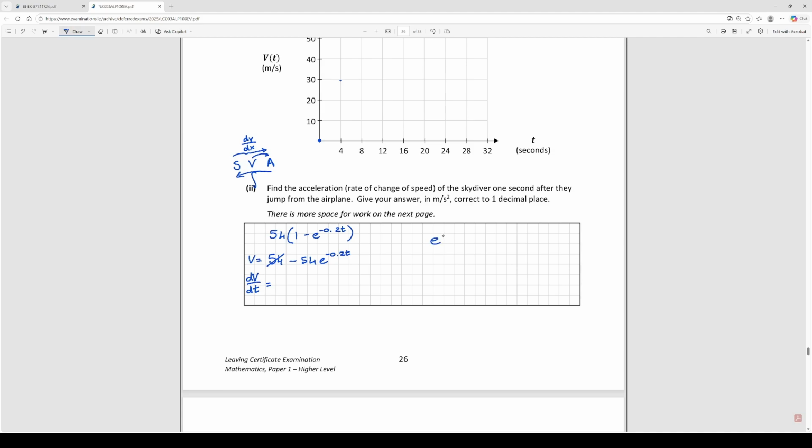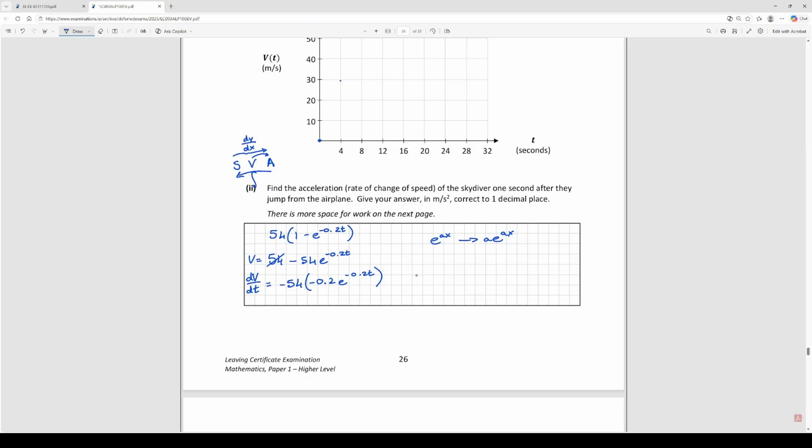e to the power of whatever. It looks like in your log tables where it says e to the power of x changes to a e to the power of ax. So we would change that to minus 54 multiplied by minus 0.2 e to the minus 0.2 t. Minus 54 was just shimmied to the outside until we could actually differentiate the e part.